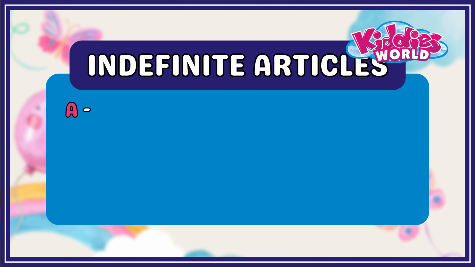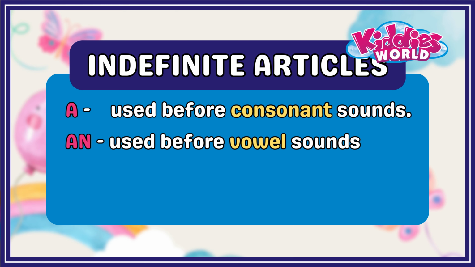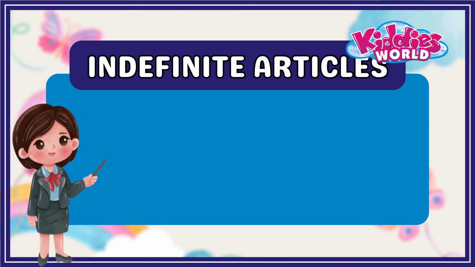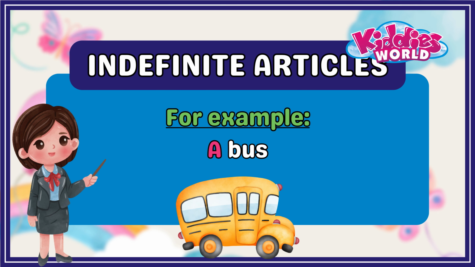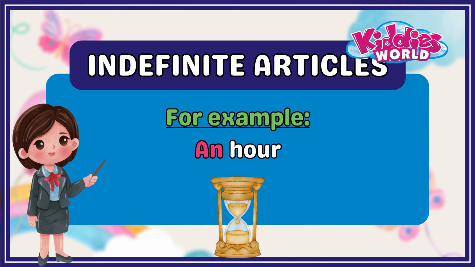The indefinite article a is used before consonant sounds and an is used before vowel sounds. They are both used to refer to a singular noun. For example, a car, a bus, a day, an orange, an apple, and an hour.